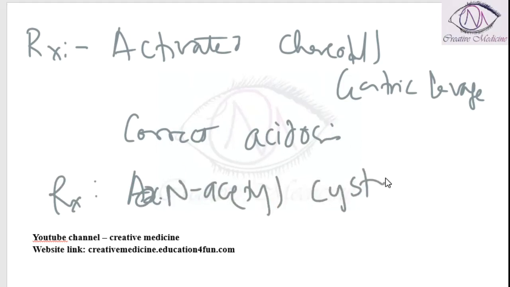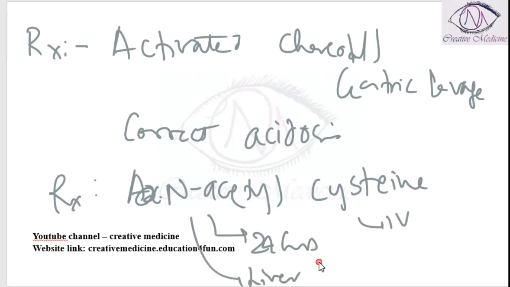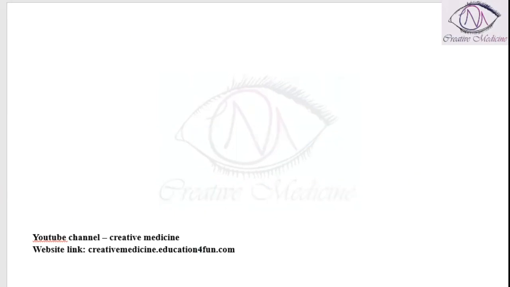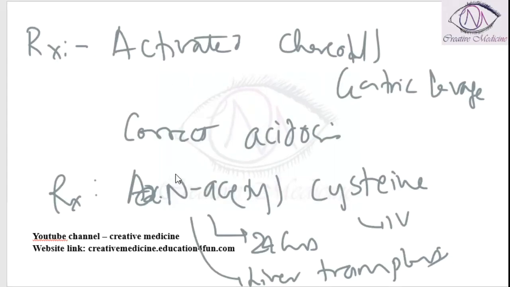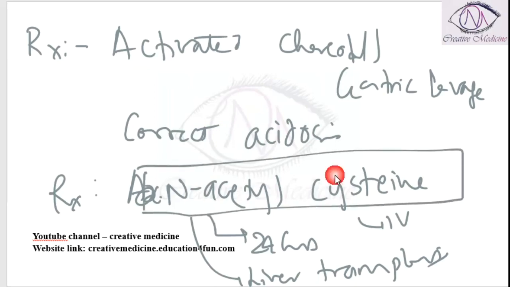Treatment is N-acetylcysteine, given as a specific antidote. This is given IV. It is given within 24 hours, when it gives the best result. If required, a liver transplant has to be done. Hemodialysis can also be done for paracetamol poisoning. But the best antidote, or the drug of choice for paracetamol poisoning, is N-acetylcysteine.